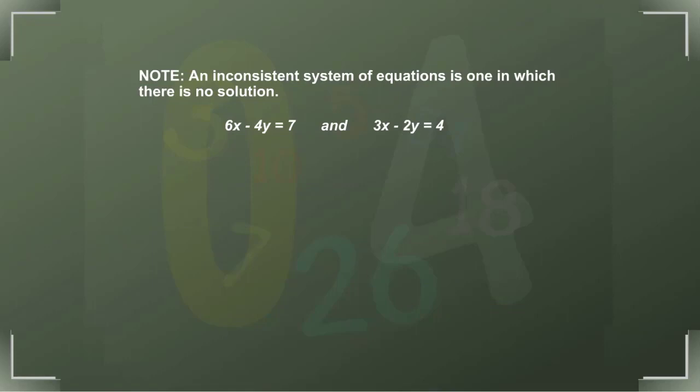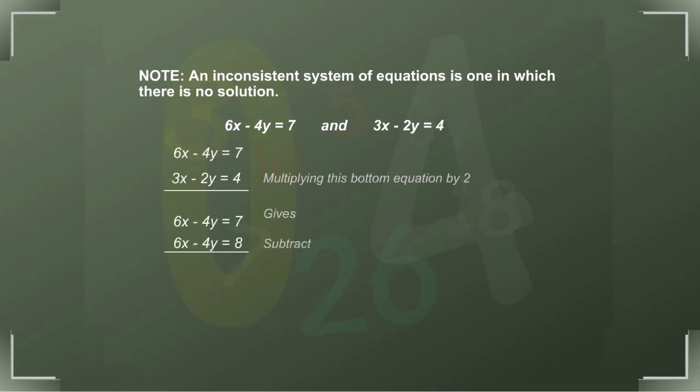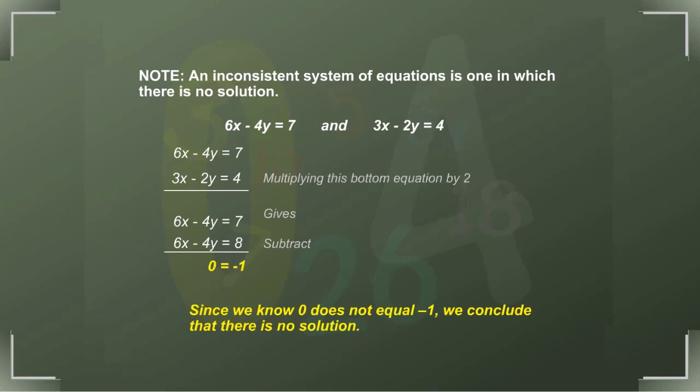Note, an inconsistent system of equations is one in which there is no solution. Multiply this bottom equation by 2, then subtract. Since we know 0 does not equal negative 1, we conclude that there is no solution.